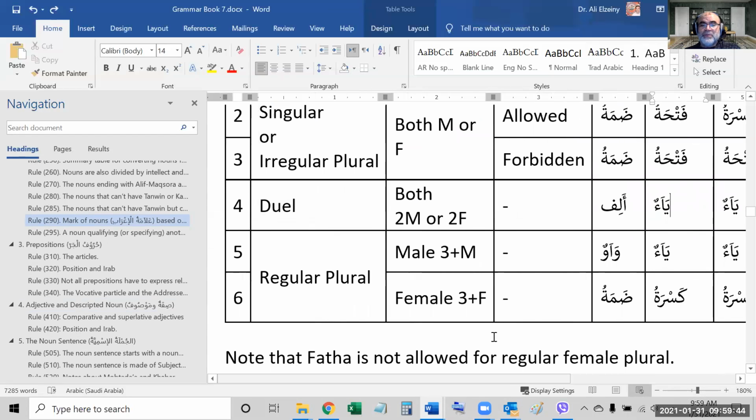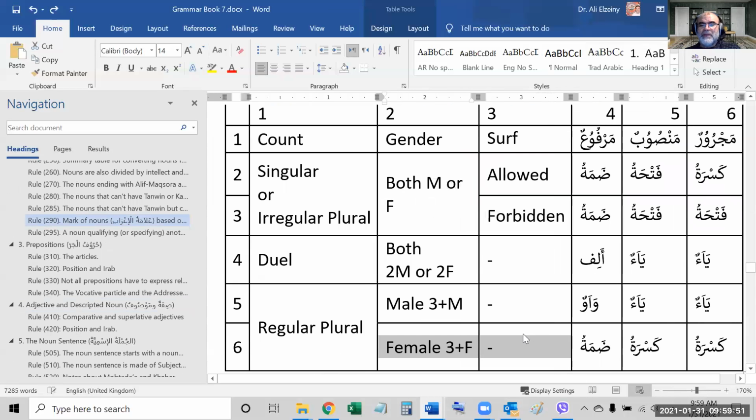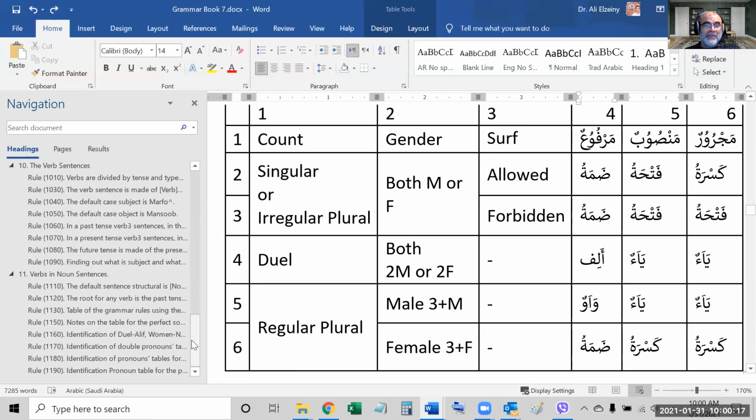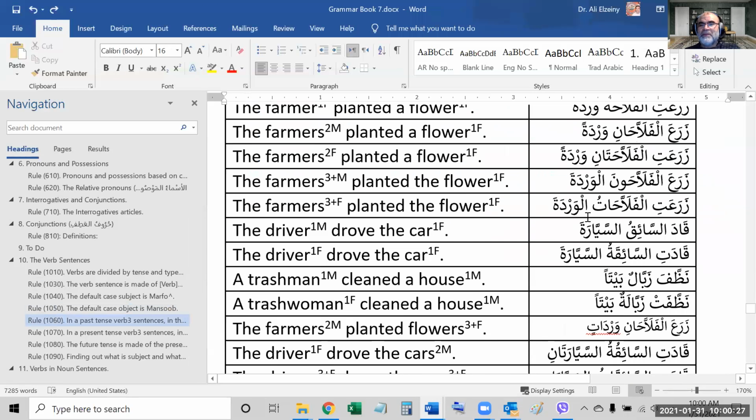Okay, so it says that when I have 3 plus f, marfu' is dhamma, mansub is kasra, majroor is kasra. So I have al-fallahatu, al-fallahati. Which one do we pick? We pick al-fallahatu because it's marfu'. It's a subject, and the subject is always marfu' with dhamma. Okay, the haraka for marfu' is dhamma.